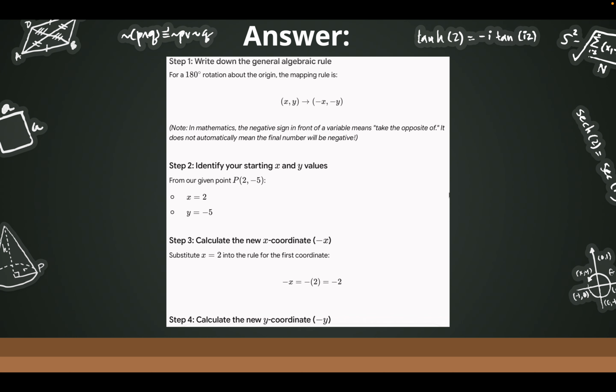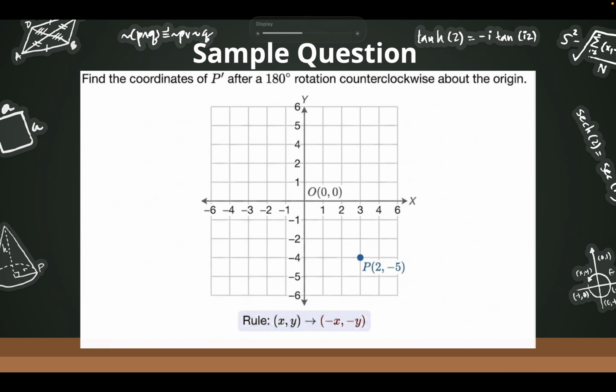Alright, let's go over the answer. So to solve this systematically, we execute a three-step mathematical analysis. Step 1, we identify the corresponding algebraic rule. For a 180 degrees rotation about the origin, the mapping rule is (x, y) becomes (negative x, negative y). And notice I gave you a hint in the problem itself. Right here, I gave you guys the rule. And if some of you noticed it, well, congratulations, you're more likely to get the problem correct.